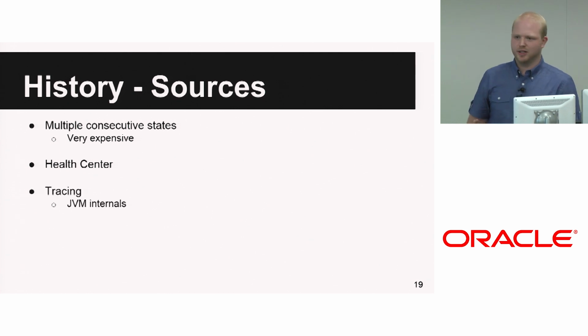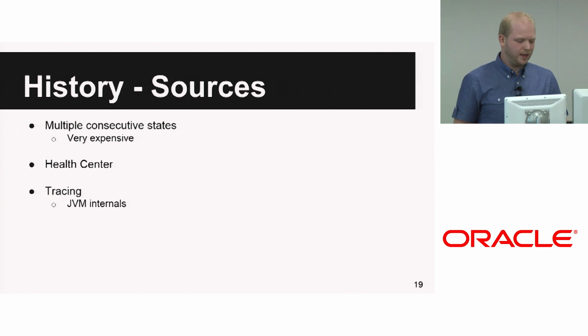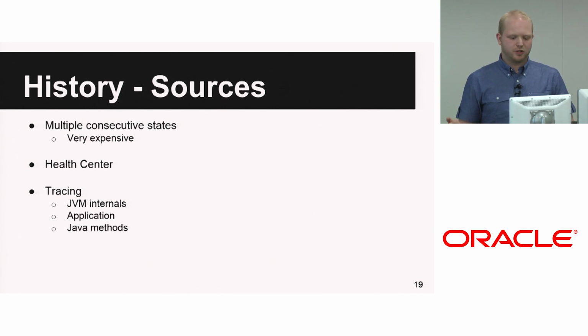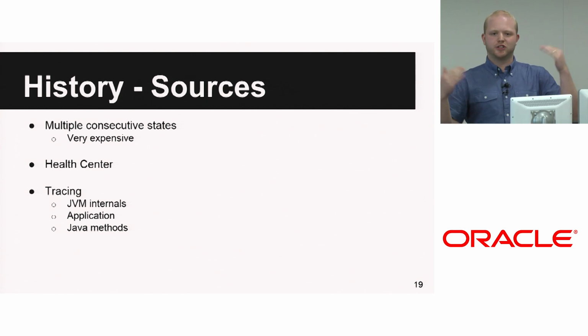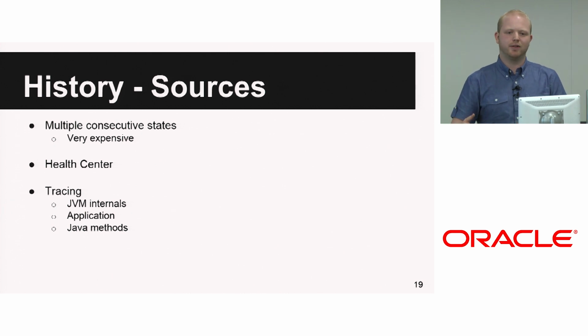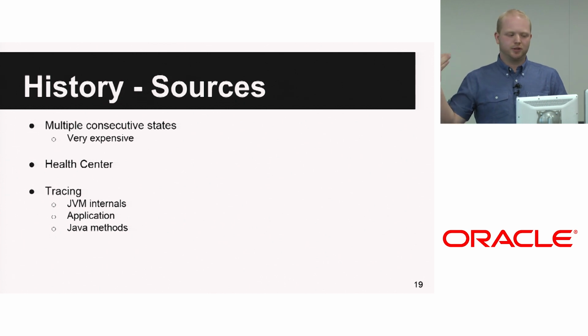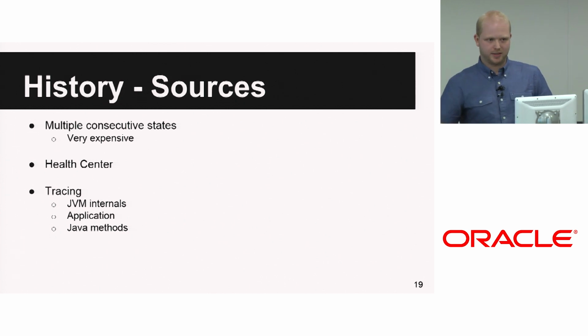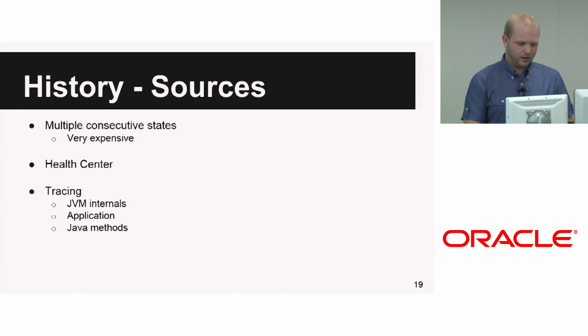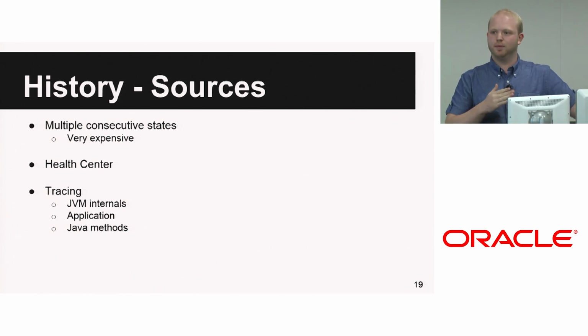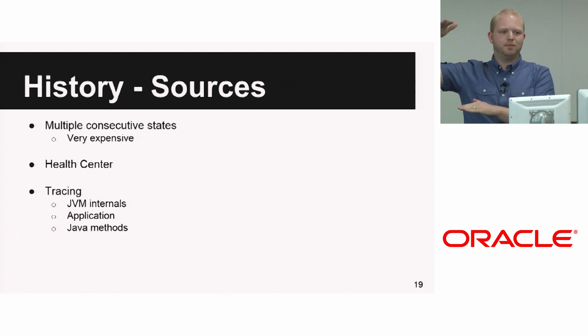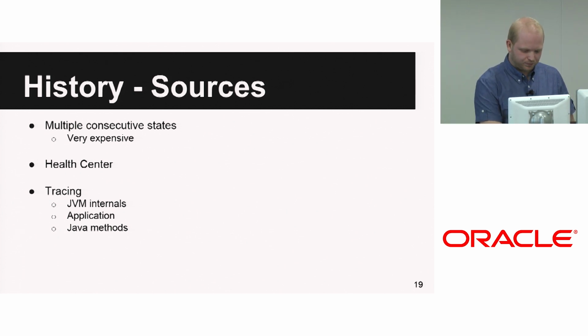So then we have tracing, specifically JVM internal trace points. There are some other kinds of trace points as well. Application trace points, which is basically an API where we allow users to register trace points so they can use the same mechanism that we have for their own trace points. And also the Java method trace points, which are basically, I want to know when I enter a Java method and when I exit a Java method, which can be very useful to align with the JVM trace points so you can see what JVM behavior maps to my Java behavior.